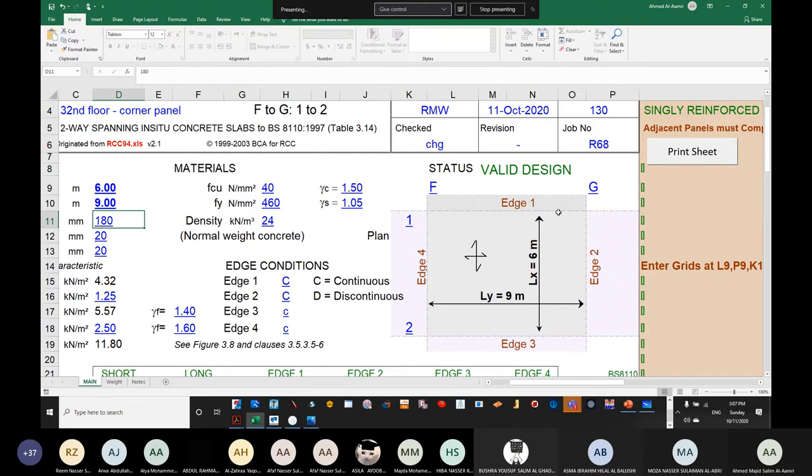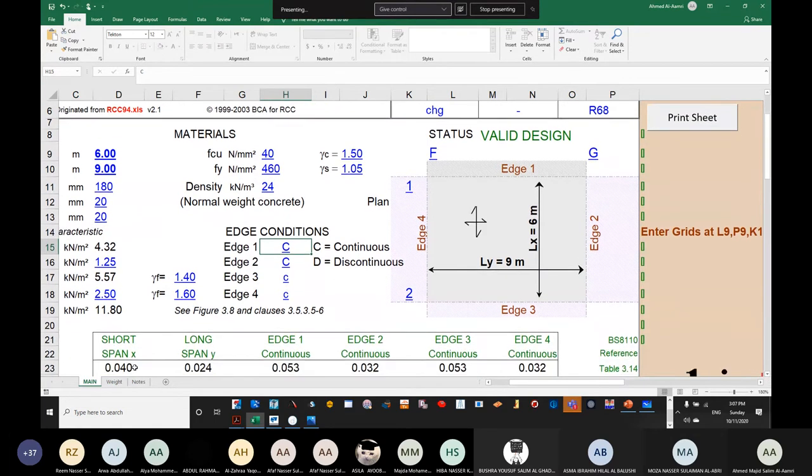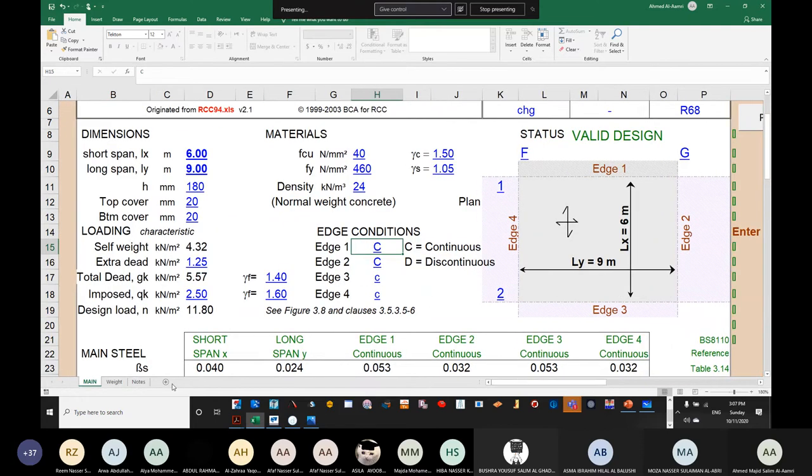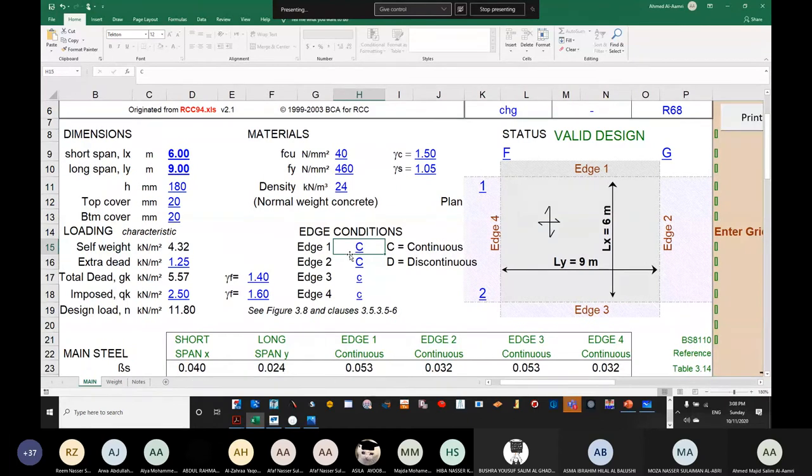Now, if I go and change, see what will happen to the coefficients as well. Can you see these values? These values are representing your coefficient. If I go and change any case, you will see the values are going to change. Are we clear?